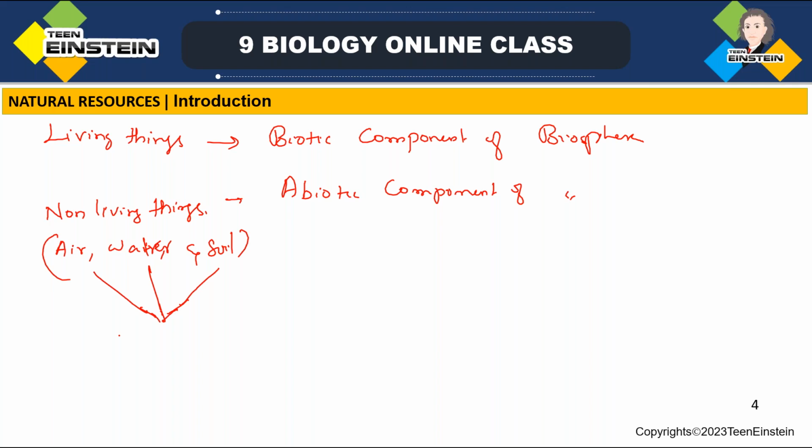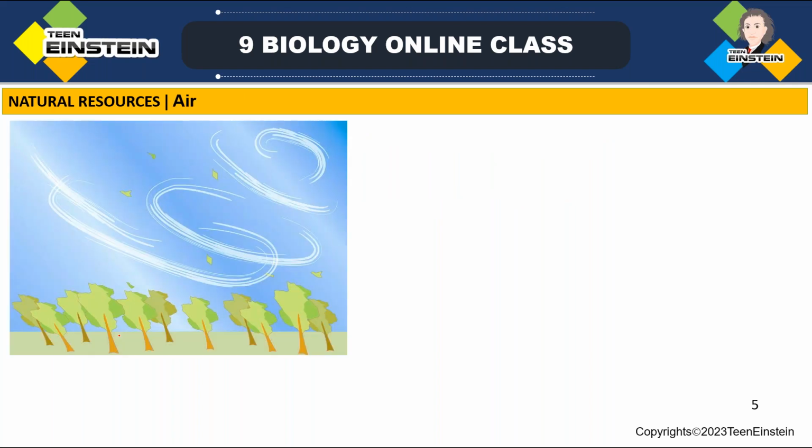So living things are the biotic components of the biosphere, and non-living things are the abiotic components. Which are the abiotic components? Air, water, and soil. These are the abiotic components of the biosphere. Okay, so first, let's learn about air, the breath of life.